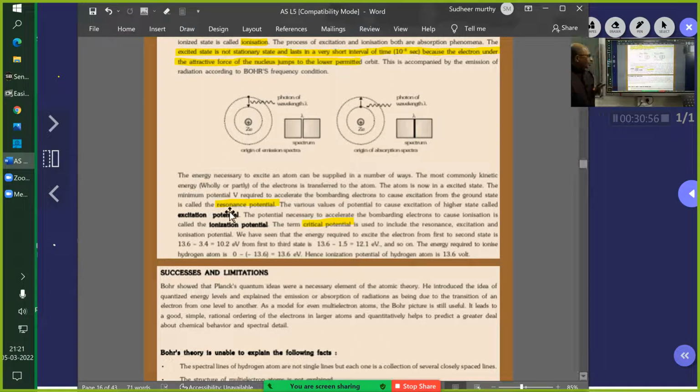And therefore what happens? This is called bombarding the atom with a fast moving electron. So the atom is now in an excited condition. The minimum potential V required to accelerate the bombarding electrons to cause excitation from the ground state is called resonance potential.